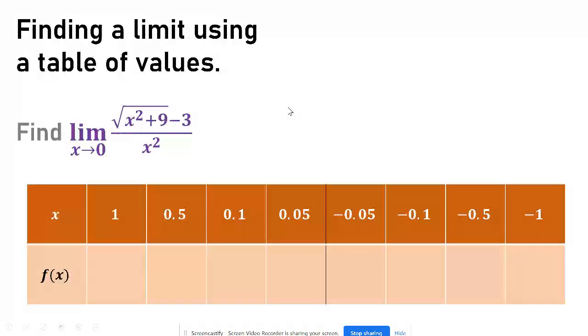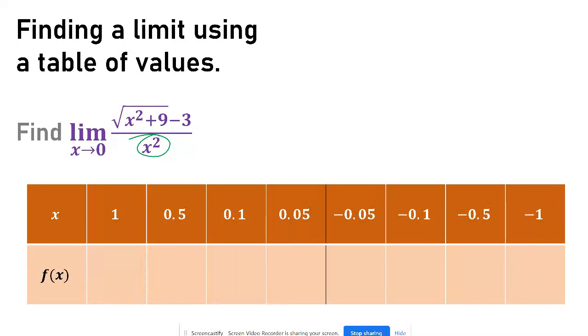And here's the first one. This is using a table. So I've set up this table of values that I'm going to plug into this function here in purple. And it's asking for the limit as x approaches 0. So a couple things. First of all, I can see right away if I were to plug 0 into this function, I have a problem because 0 squared is 0. So I would have a 0 on the bottom of that fraction, and I know that's not going to work. So 0 is not part of the domain.